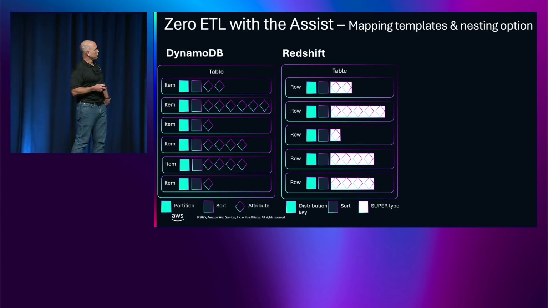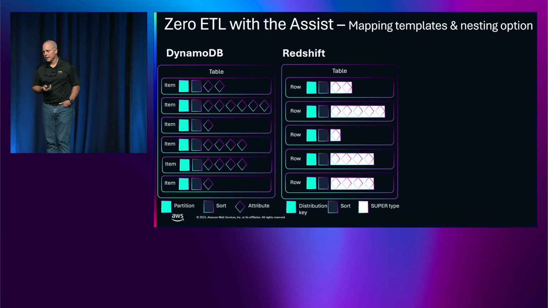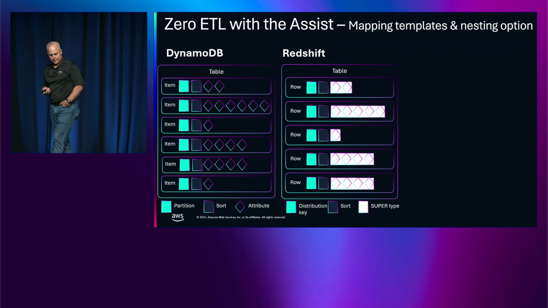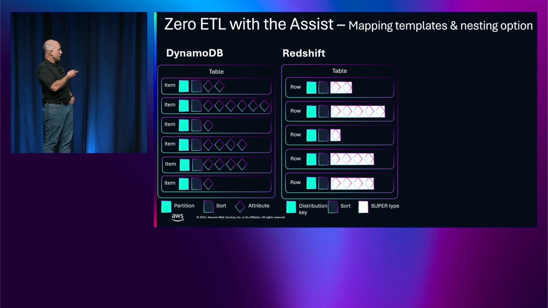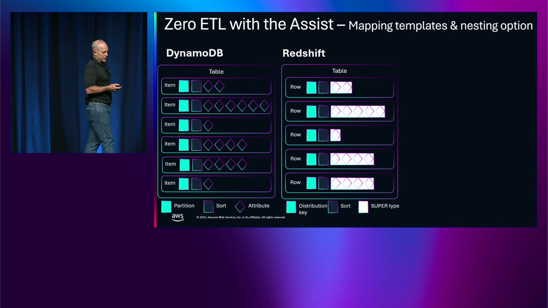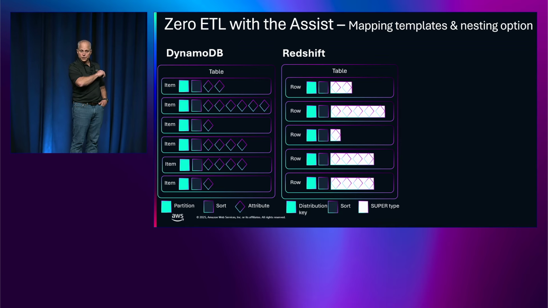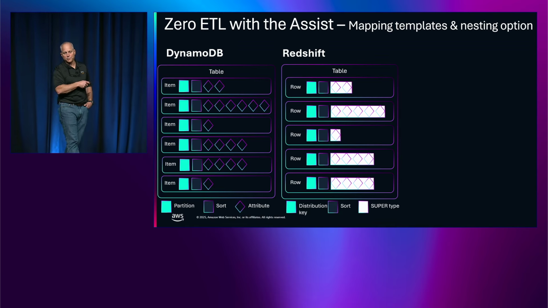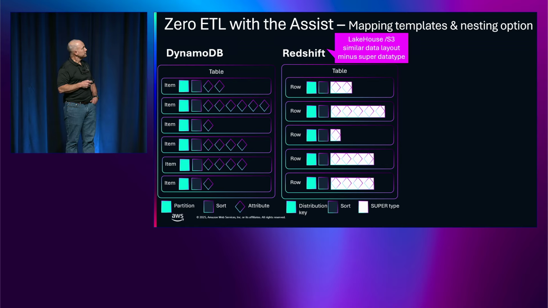So let's talk about our targets. So Redshift, it's a columnar MPP database. It's got, it should be really columns there, but it has distribution keys, it's got sort keys, and it's got a super data type. And so now I've got to map this NoSQL database over to this columnar database. That's one of the things we're going to help with.